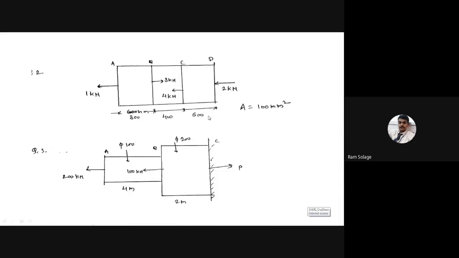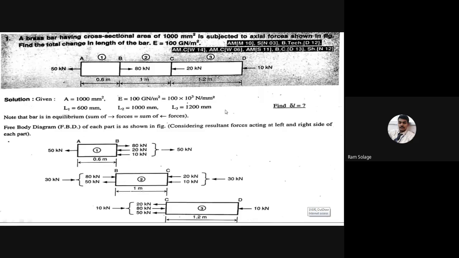See the diagrams. These are the problems. See the diagram A, B, C, D. These are section 1, section 2, and section 3. Now see the applied force direction. A 50 kilonewton force is there, an 80 kilonewton force is there, a 20 kilonewton force is there, and a 10 kilonewton force is there. Means what? The number of forces acting on the bar will be different. So with the help of this difference, we can understand that this is the third type, that is the principle of superposition. Now we will take the problems, write down the problems.